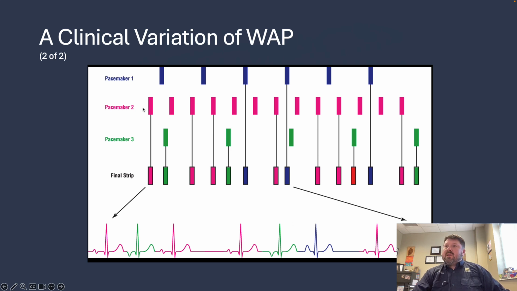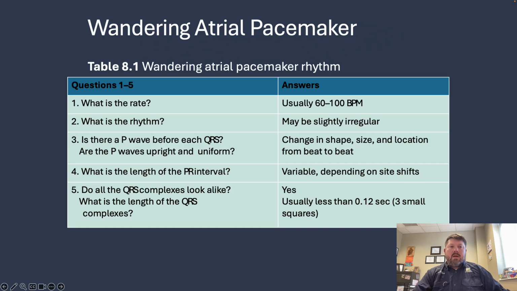Basically what it's saying is that these are all going to be firing, and whenever they make it through the AV node to the ventricle, then you're actually going to see this show up on the monitor. So your rate usually is 60 to 100. Rhythm is going to be slightly to irregularly irregular. Is there a P wave before each QRS? Yes, usually. And it's going to change in size, shape, beat to beat.